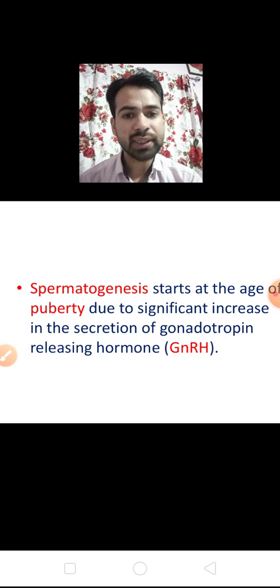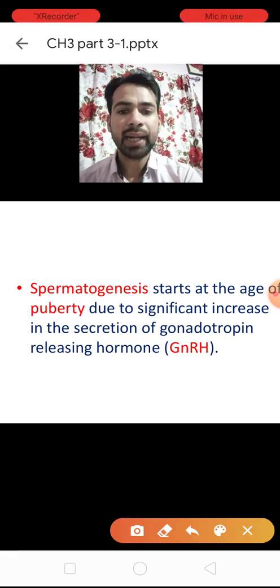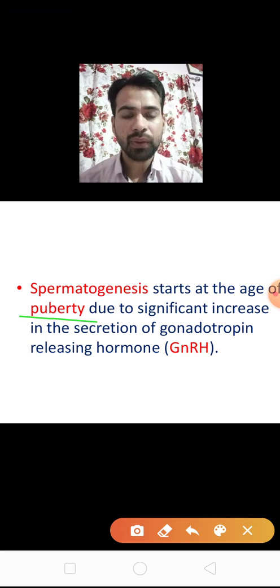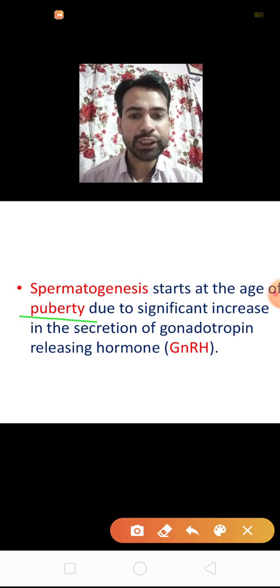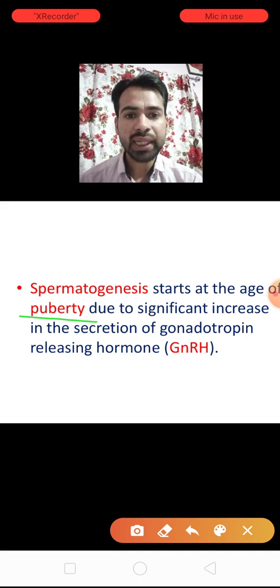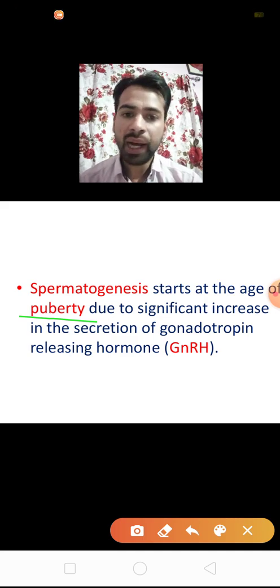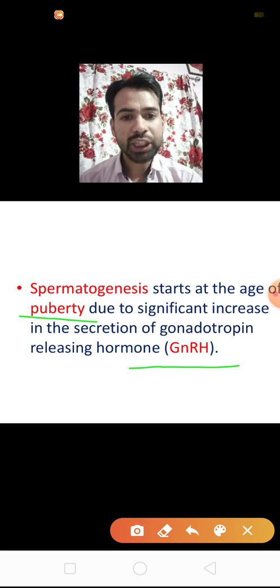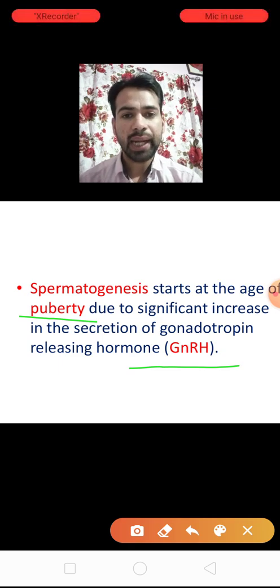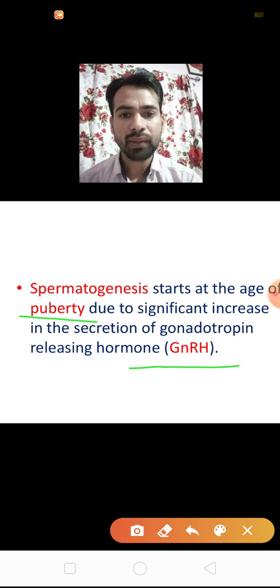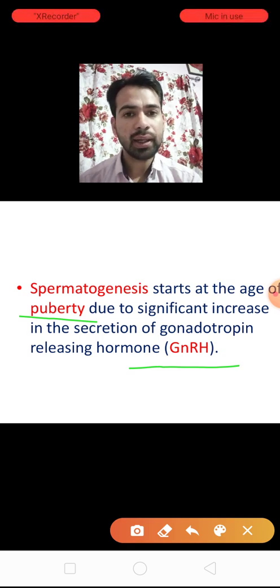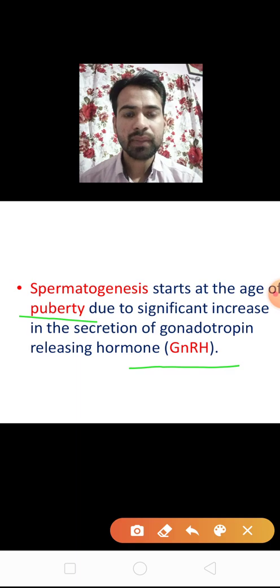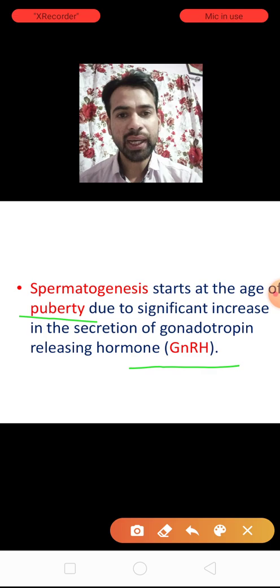Children, spermatogenesis begins at the age of puberty. At this stage the hormone secretion level becomes high. The gonadotropin releasing hormone secretion increases at the time of puberty, and due to that the sperms are formed by the process of spermatogenesis. Clear?